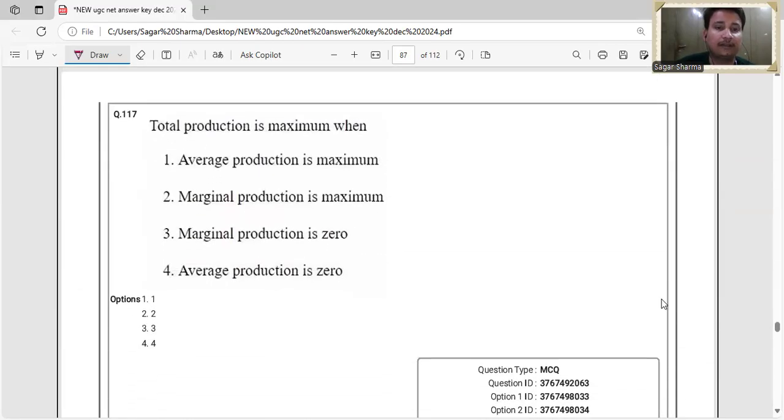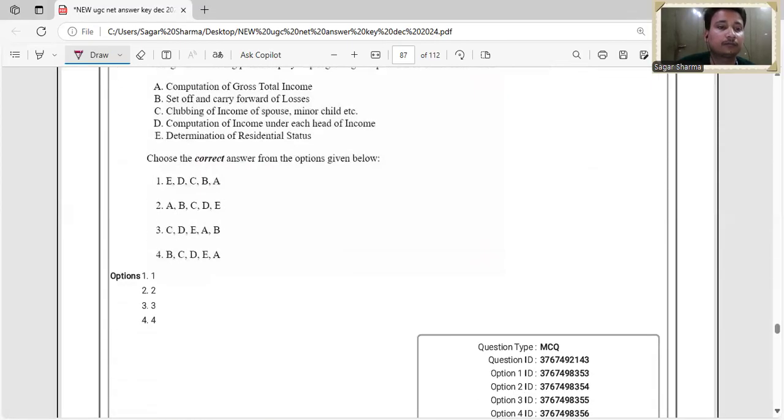Next, the total production is maximum when marginal production is zero. Very simple. Total production is maximum whenever you are making the schedule or graph of total production, average production, marginal production. So when marginal production is zero, total production is maximum. Option number 3 is your correct answer.